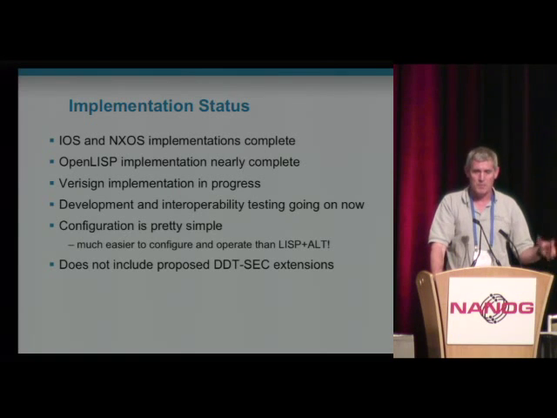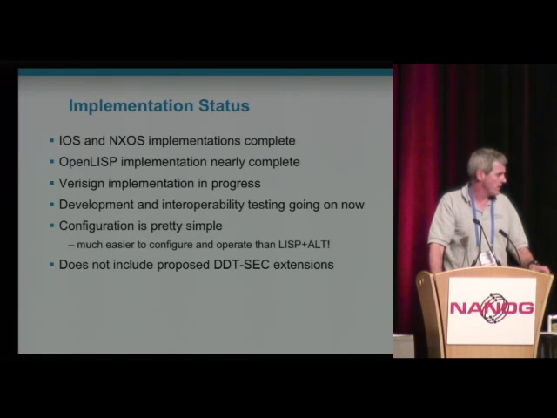OpenLisp, which is an OpenBSD-based implementation of Lisp, is also implementing DDT at this point, and then Verisign is going to deploy a prototype deployment using the existing implementations, but is also working on their own implementation. So now the OpenLisp is implemented in the BSD kernel. So they've tried to keep that fairly efficient. In the Verisign implementation, we'll talk a little bit more about in a second. But deployment and interoperability are going on our beta network today.